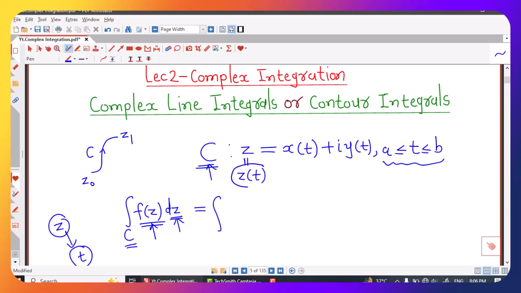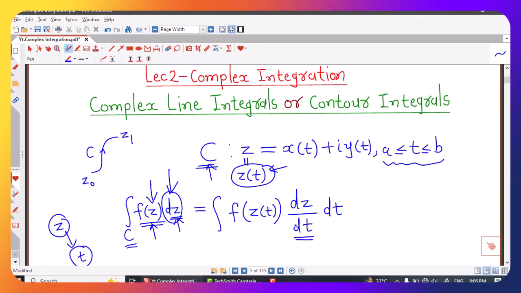For example, I can represent z as a function of t. So in the given function, I will replace z by z(t), and this dz can be rewritten as dz/dt times dt. Using the chain rule, we can represent dz in this way. Now we know that z is a function of t, therefore we can find the ordinary derivative of z with respect to t, and we can write dz as dz/dt times dt.